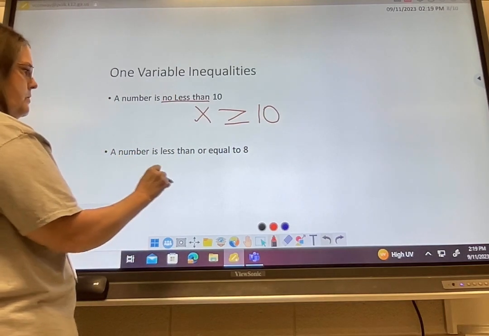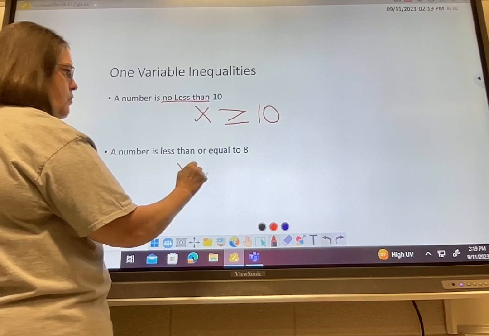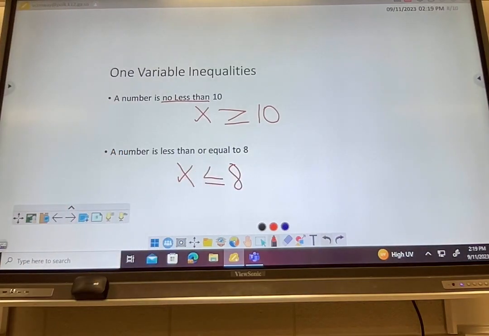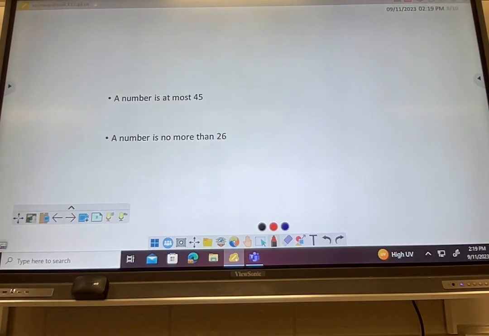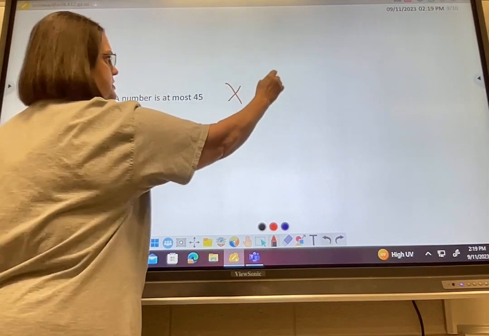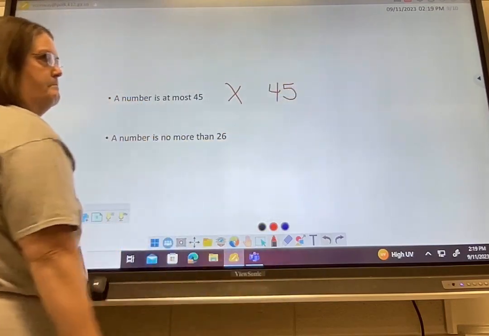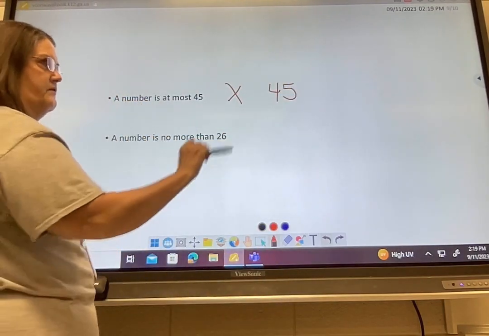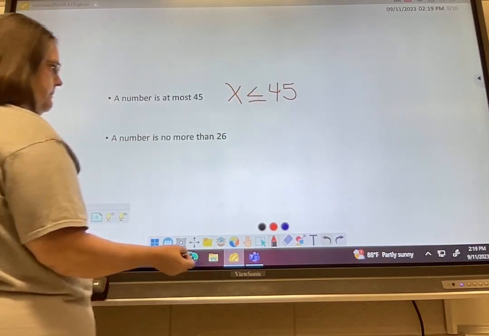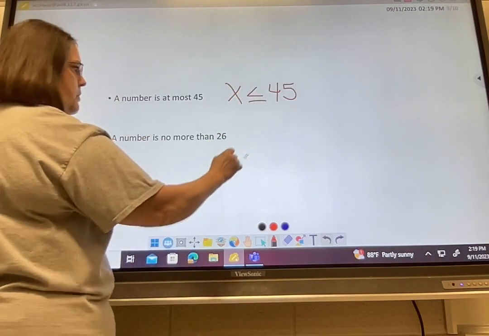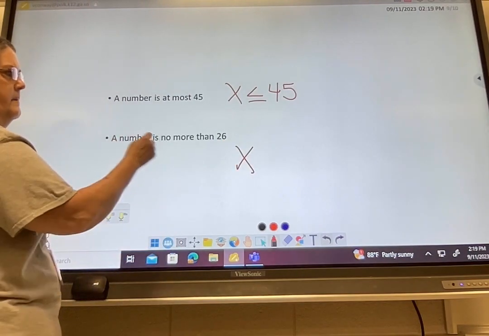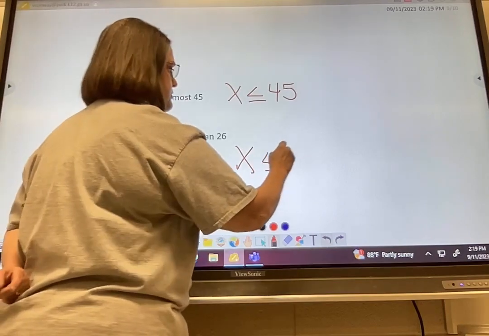A number is less than or equal to 8. That one just says it exactly like it means. A number is at most 45. If it's at most 45, that means 45 is the biggest. That means that it's less than or equal to. And then a number is no more than, again, that means less than or equal to 26.